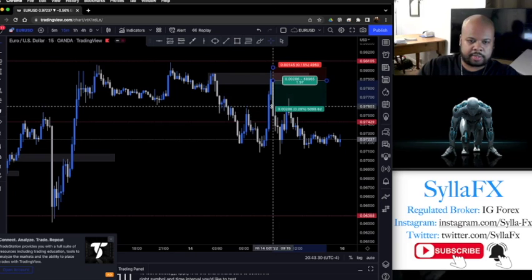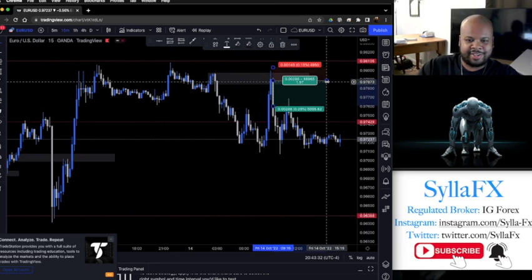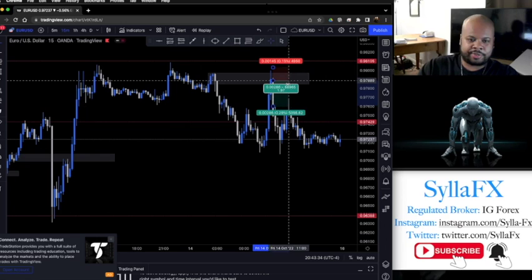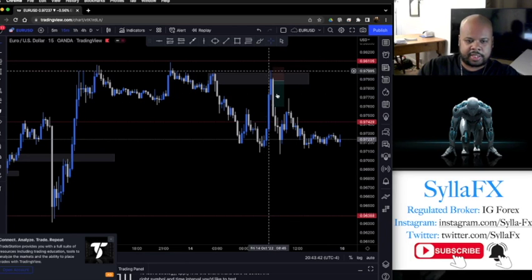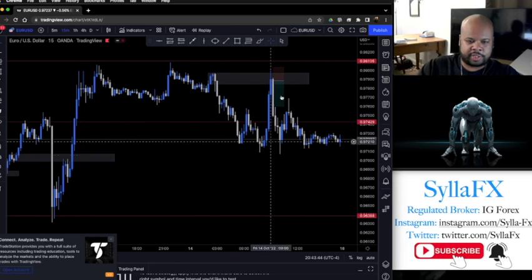And we hit that pretty immediately. Good trade. Could have been a 1-to-3, almost maybe a 1-to-4 possibly, but we're just sticking to 1-to-2s here. Take your profits and go. And then it comes back down to a major level. It just does whatever it wants to.